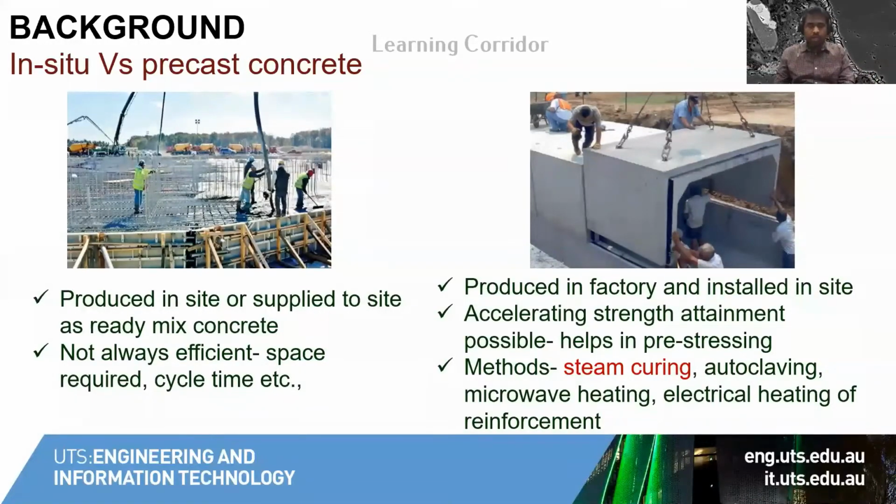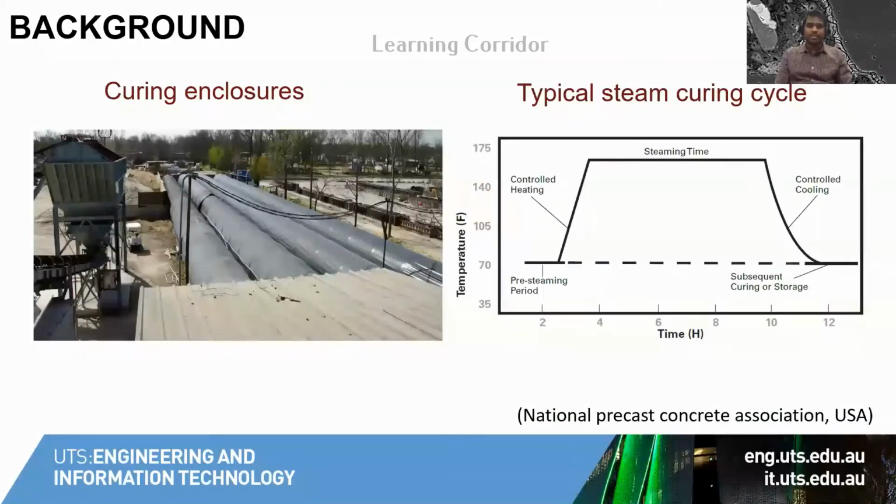it's called precast concrete. So what manufacturers do to produce this precast concrete is they try to accelerate the strength attainment using some methods. The most common method of accelerating the strength is subjecting the concrete to steam curing at an elevated temperature.